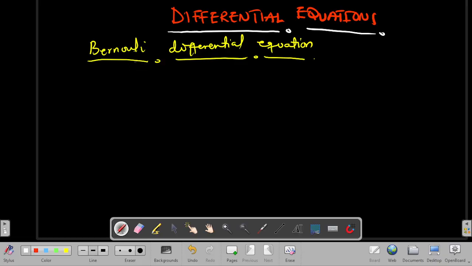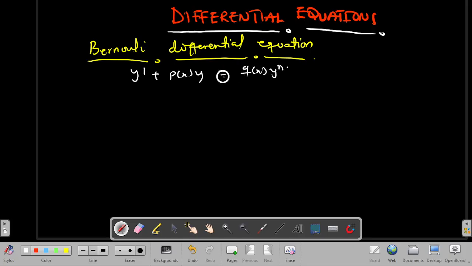In our previous lesson, I took you through separable differential equation as well as exact differential equation. So we continue with Bernoulli differential equation. What do you mean by Bernoulli differential equation? Let me write the standard form of a differential equation for you to analyze. If you have y prime plus p of x multiplying y is equal to q of x multiplying y to the power n.